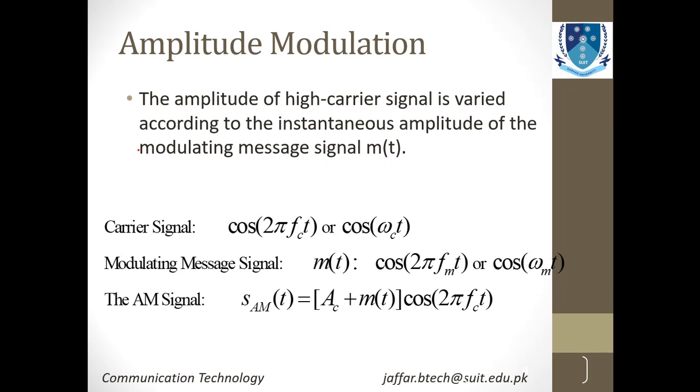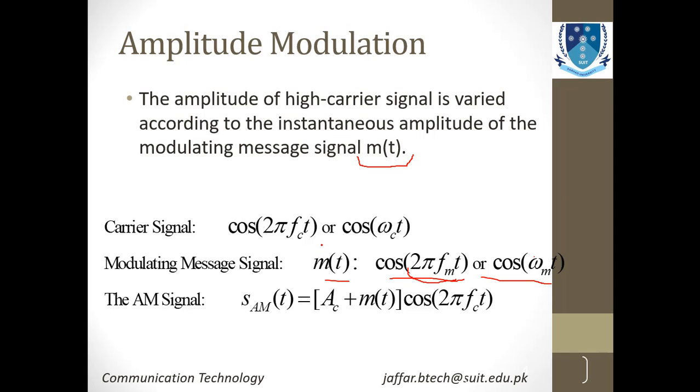So how does amplitude modulation occur? In amplitude modulation, the amplitude of the high frequency carrier signal is varied according to the instantaneous amplitude of the modulating signal m of t. For instance, let's say our signal is analog and we have denoted the message signal as m of t, such as cos 2 pi fm t, or cos omega mt. Omega is nothing but the angular frequency, which is replaced by 2 pi fm.